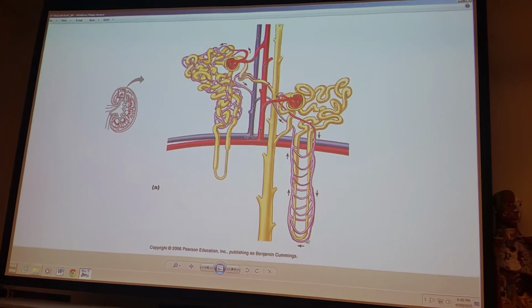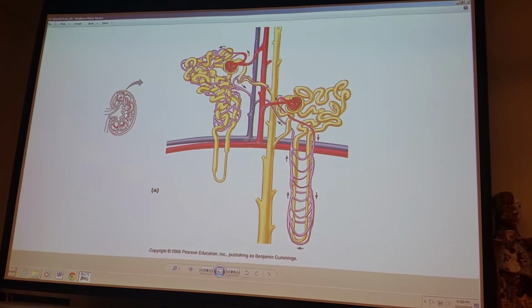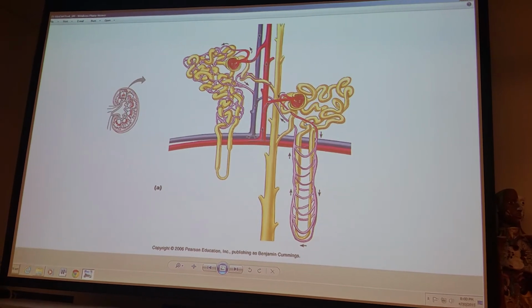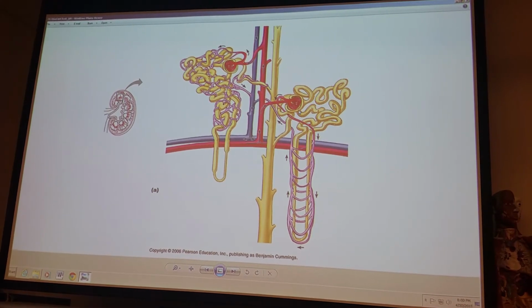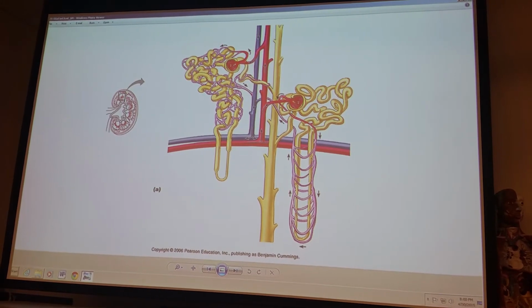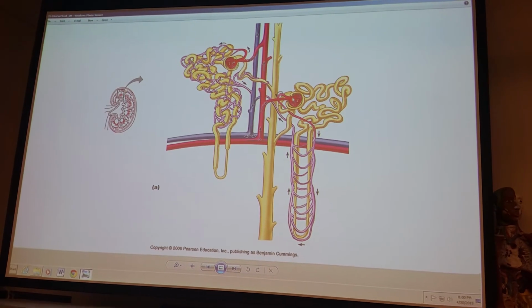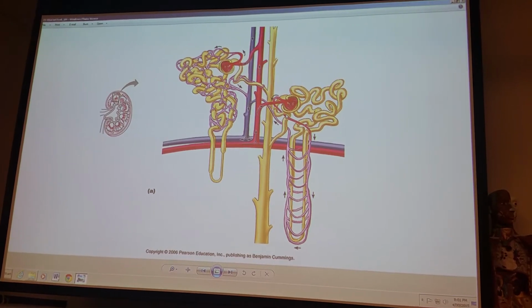And then, what's this whole structure called? Loop of Henle. Which one is this? The thin segment or the descending loop. And here's the thick segment or what? Ascending loop. And then that goes up here. It doesn't show it right, but it comes up here and then it turns into, what's this? This is the distal convoluted tubule, really. They didn't draw that very well.